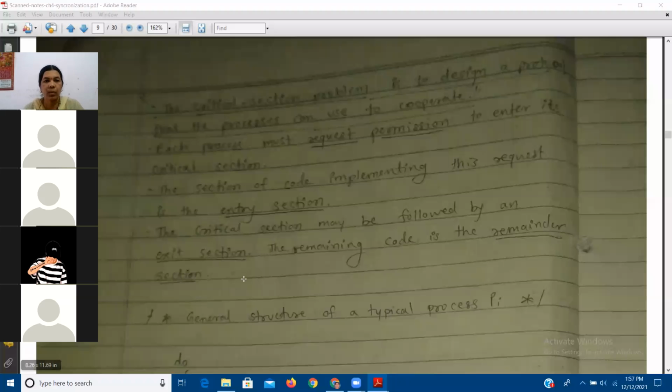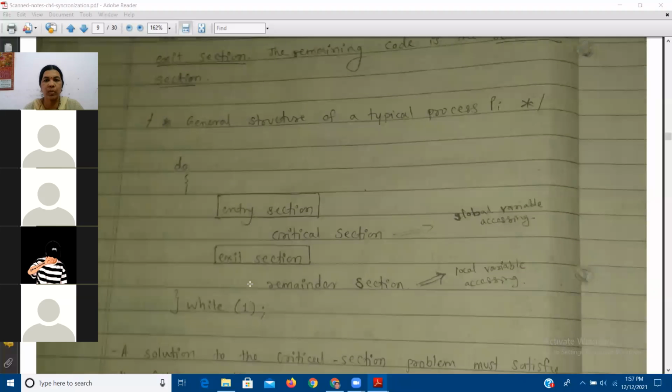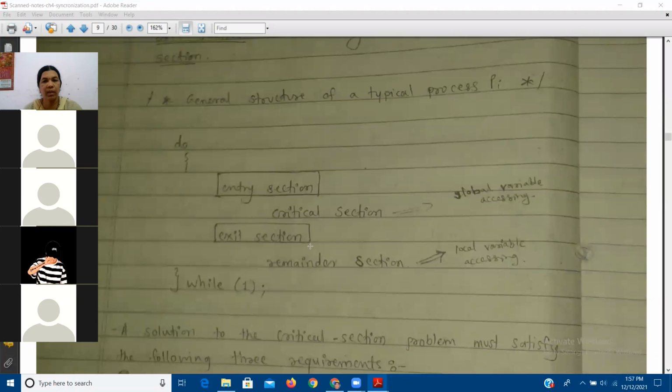Okay, below this, you can just write the general structure of a typical process Pi. This is the most important one. You should know each process has its own structure, and the general structure is shown over here. Each process, first of all, enters the entry section to access the critical section. It totally depends upon the utilization of the variable.